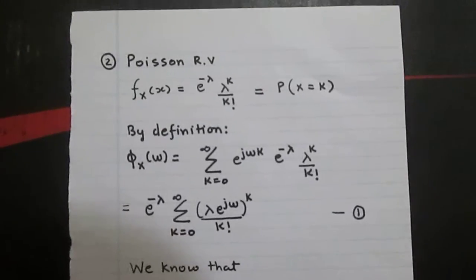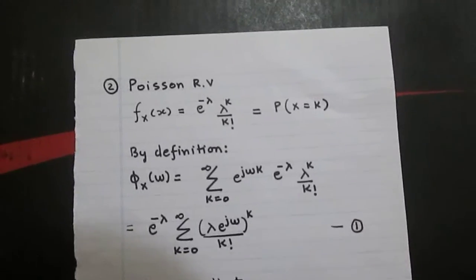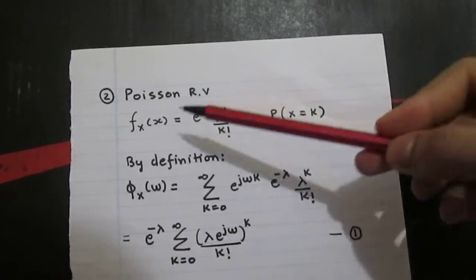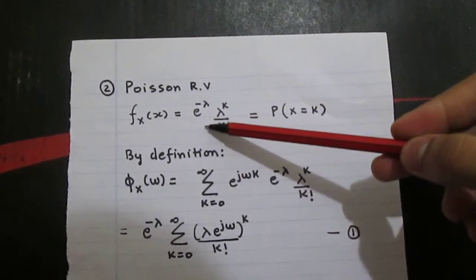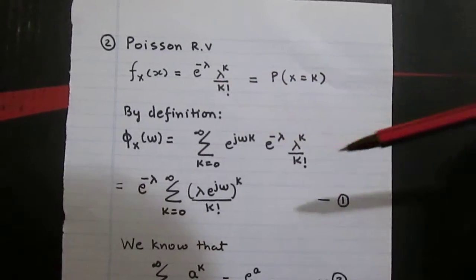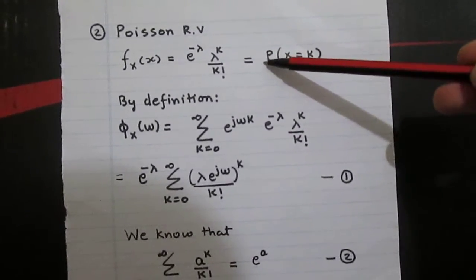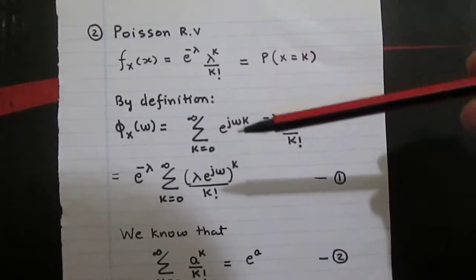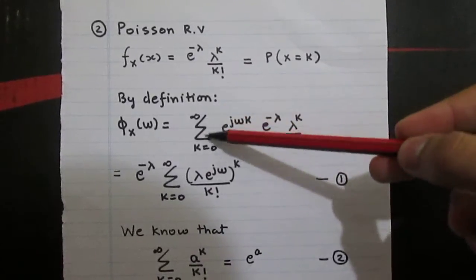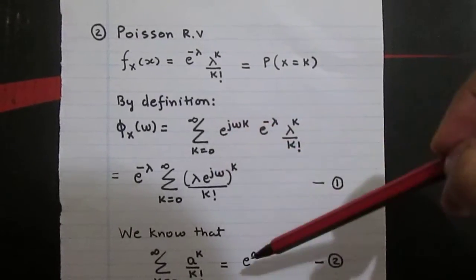Next, let's take a look at a Poisson random variable x. So the probability mass function of a Poisson random variable x can be given by this equation right here, which is nothing but e power minus lambda times lambda power k by k factorial. Now since this is a discrete random variable, the formula for the characteristic function will be slightly different. In the last case we saw an integral here, but in this case we'll be having a summation for k equal to 0 to infinity.